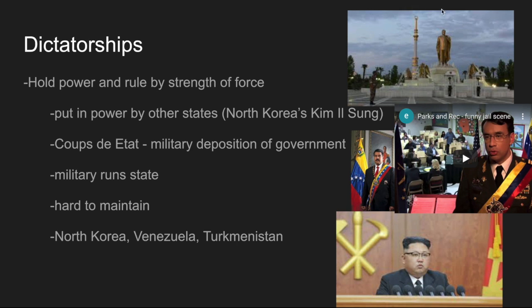Turkmenistan is my personal favorite dictatorship, which is a weird thing to say, but Turkmenistan is super weird. So Turkmenistan is sandwiched between Iran and Uzbekistan in Central Asia. The former head of Turkmenistan, a guy who went by the name of Turkmenbashi, Saparmurat Niyazov, those are all real names. Turkmenbashi meant like leader of the Turkmen people. His name was Saparmurat Niyazov.